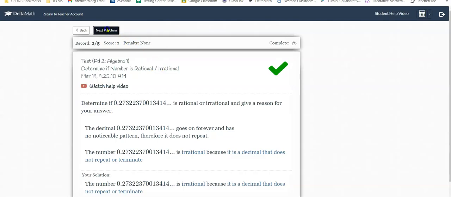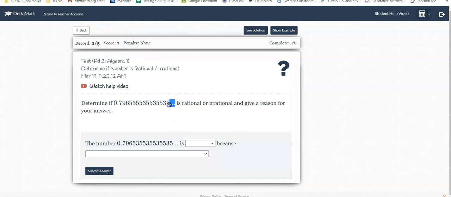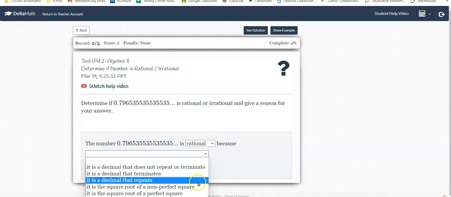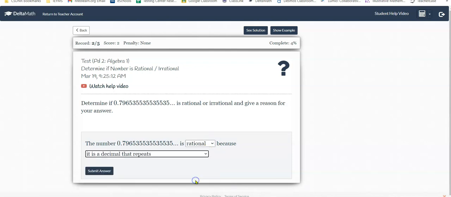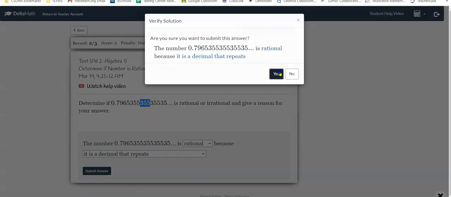Let's take a look at one more. It has the 3 dots, so it has the potential to be irrational. Let's check the pattern. 7, 9, 6, 5, 3, 5, 5, 3, 5, 5, 3, 5, 5, 3, 5. I hear it, 5, 5, 3. I keep hearing it over and over again. So that is a pattern. That makes it rational. It's rational because it is a decimal that repeats. The beginning part of the decimal doesn't have to repeat, but any part that does repeat makes it rational.